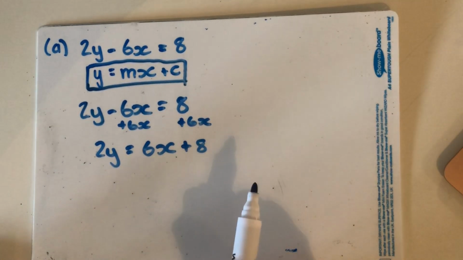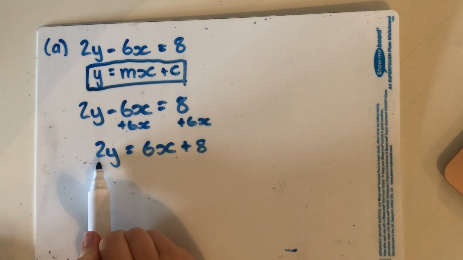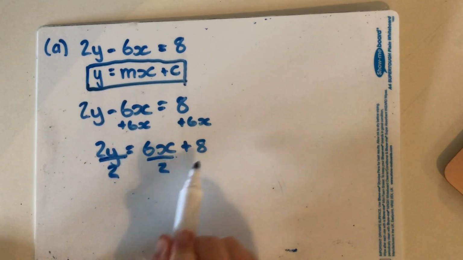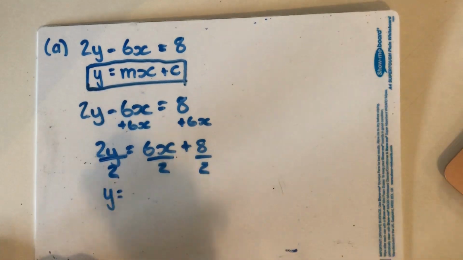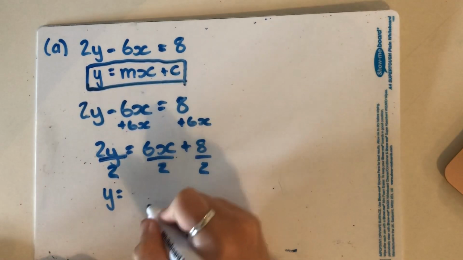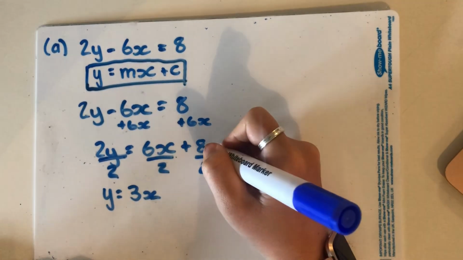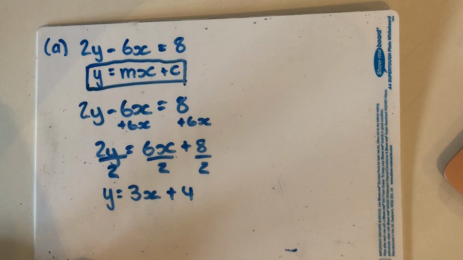Okay, it's not finished yet because it's not y is equal to, so we're multiplying by 2, right? So the opposite to multiplying by 2 would be to divide both sides by 2. Okay, so that's going to leave you with y is equal to 6 over 2 is 3, so that's 3x. So your gradient's 3, and then plus 8 over 2, which is 4, so your y-intercept's 4.